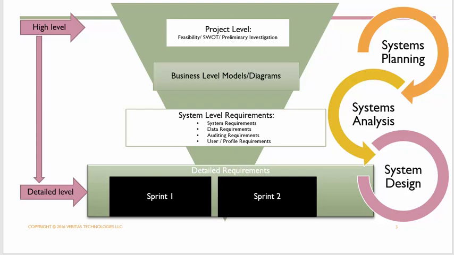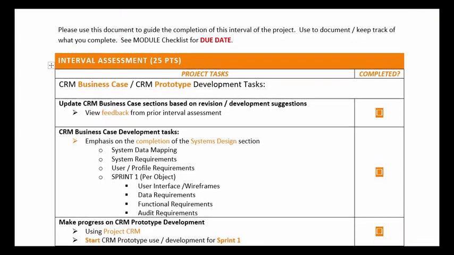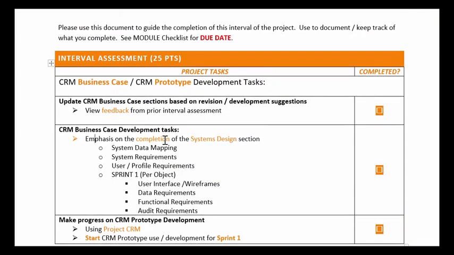So let's take a look at the project assessment for Project Interval 4. Within this Project Interval 4, you will be asked to complete the systems design section for system data mapping, system requirements, and those user profile requirements that we just went through, along with your requirements for your Sprint 1. So whatever objects you are defining within your Sprint 1, you should have a user interface or wireframe, and then data requirements, functional requirements, and auditing requirements that support those user interface wireframes that you are building out.